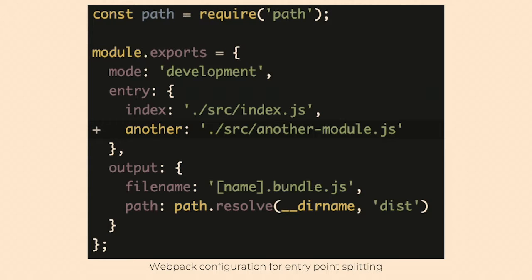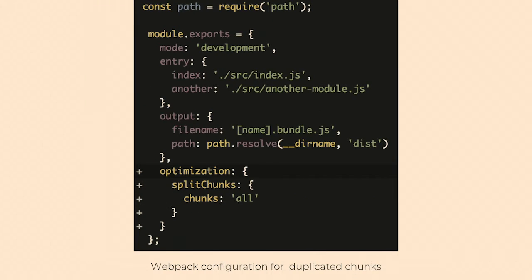With the optimization splitChunks configuration option in place, we should now see the duplicate dependency removed from our index bundle.js and another bundle.js. So if we just add these 5 lines of code, we can basically fix the double loading of extra or shared libraries.